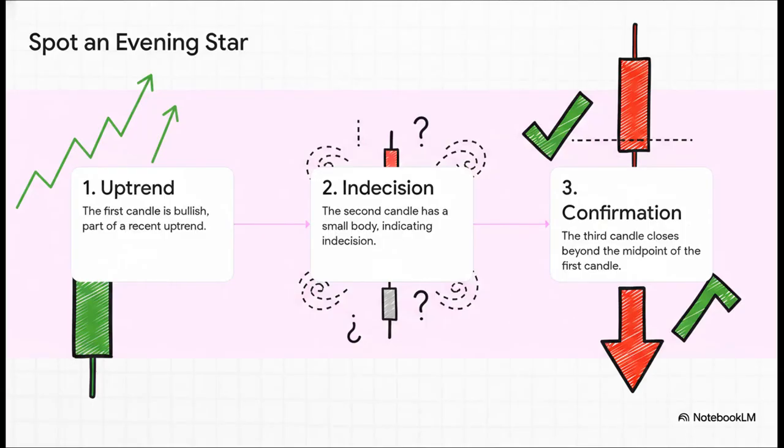So let's break down how to spot that bearish Evening Star. First, you've got to be in an established uptrend with a nice, strong green candle. Then you get that second candle, the small one. That's your clue that the buyers are losing their momentum. That's the indecision we were talking about. But the real clincher, the confirmation, is candle number 3. It has to be a red candle, a bearish one, that closes beyond the halfway mark of that first green candle. That's the signal that the sellers have officially taken over.